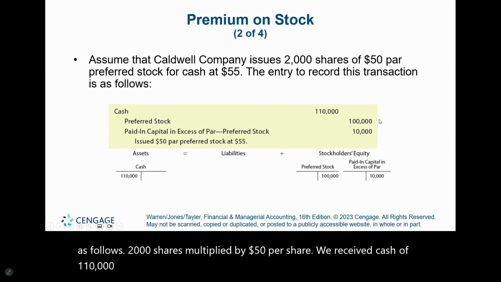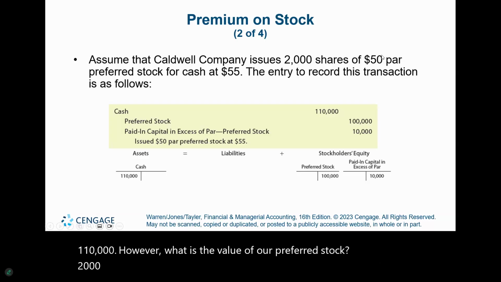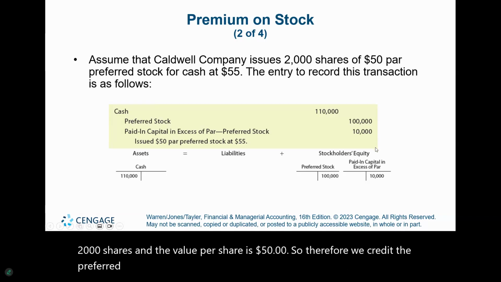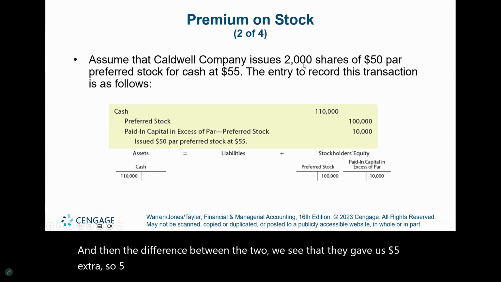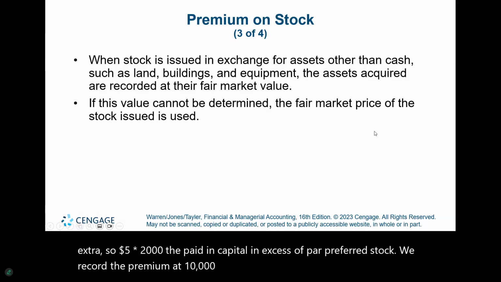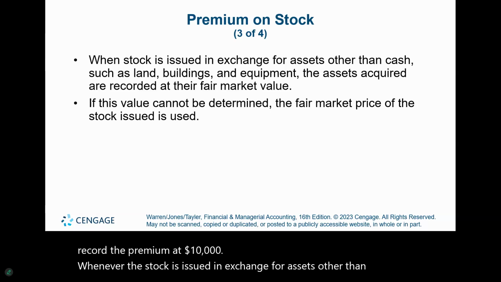However, what is the value of our preferred stock? 2,000 shares, and the value per share is $50. So therefore, we credit the preferred stock for the value. And then the difference between the two, we see that they gave us $5 extra. So $5 multiplied by 2,000, the paid in capital in excess of par preferred stock, we record the premium at $10,000.